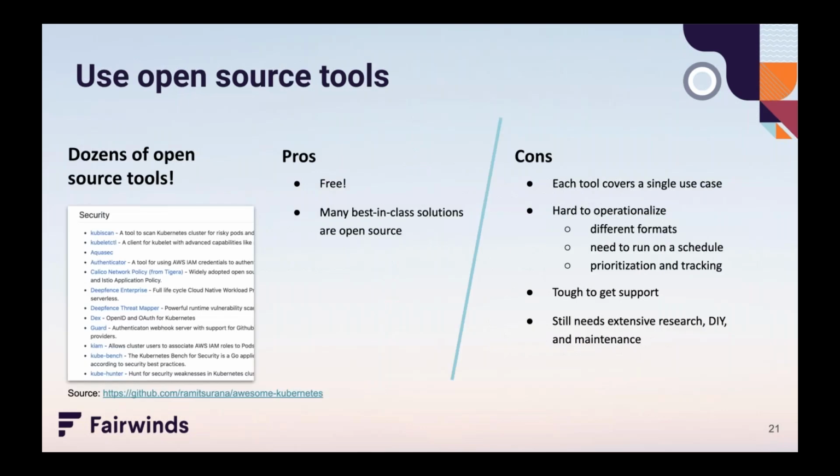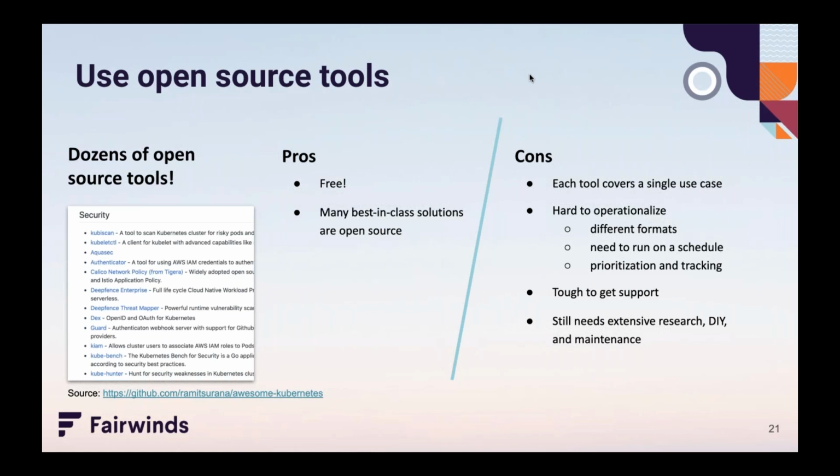The second option is using open source tools, and this is a really good approach. The advantage is there's a lot of open source available in the market today, and an increasing number of open source tools available through GitHub and other online sources. Even if you browse GitHub, you'll see a list of dozens of open source tools available. Last time I checked, I found a list of 40 plus security tools for Kubernetes. So there's a lot of different options out there.